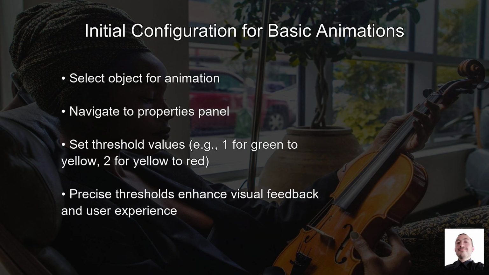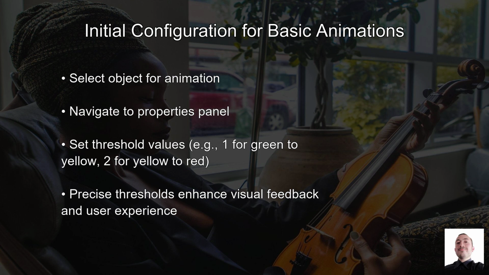Now, let's dive into the initial configuration for basic animations. Imagine you're setting up a simple threshold-based animation. You'll start by selecting the object you want to animate, such as a rectangle or a circle. Next, you'll navigate to the Properties panel where you'll find the animation settings. Here, you'll set up your thresholds. For example, if you want the color to change from green to yellow at a value of 1, and from yellow to red at a value of 2, you'll input these values directly into the threshold fields.